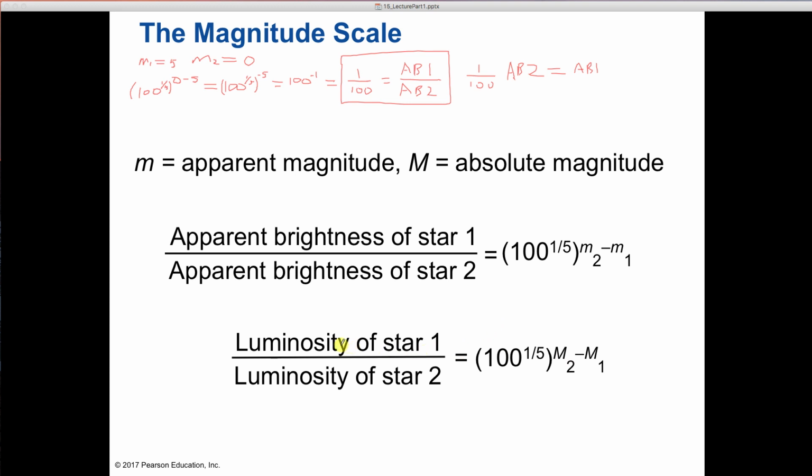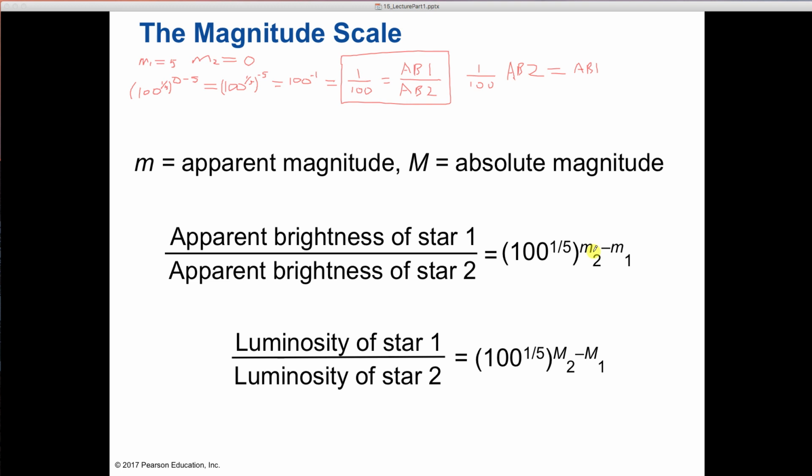You're comparing the actual energy produced by the star every second, the luminosity of the two stars. And so it's exactly the same equation, but you subtract the absolute magnitudes. And to find these absolute magnitudes, you have to know the distances to the stars. To find apparent magnitudes, you don't need to know distances. You just look out at the sky and you measure how bright each star appears to be. And you rank them according to this magnitude scale.